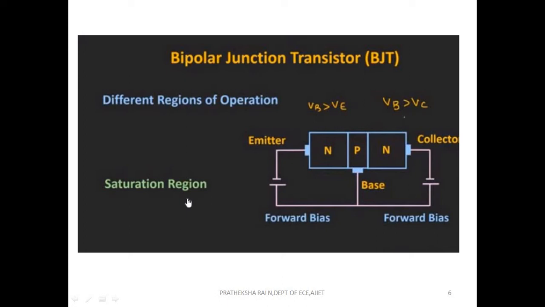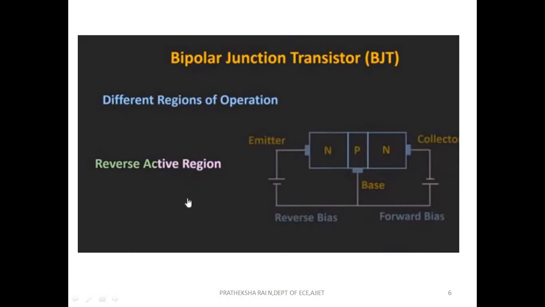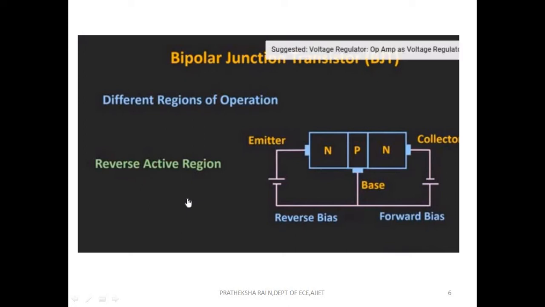Apart from that, there is one more region of operation which is known as the reverse active region of operation. So in this region of operation, instead of base emitter junction, here the base collector junction is forward biased and the base emitter junction is reverse biased. But in this region of operation, the gain provided by the BJT is very less and due to that, this region of operation is usually avoided.